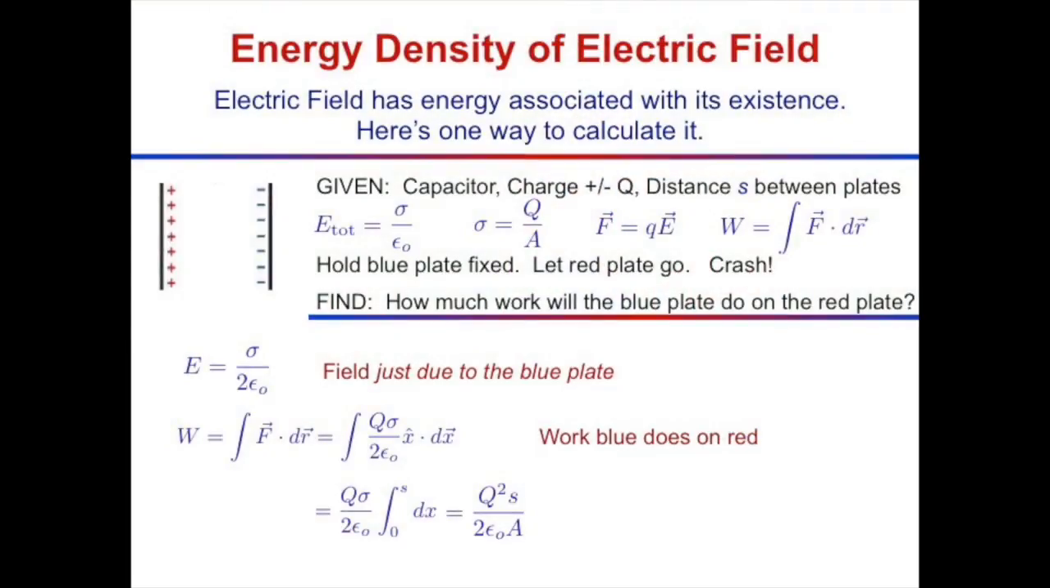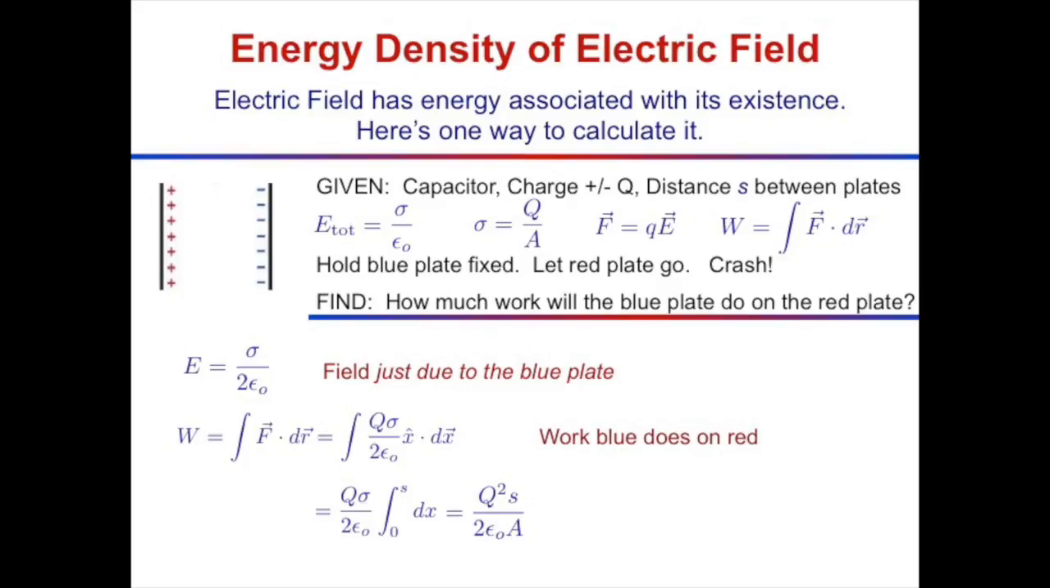Okay? Which way is the force on the plate pointing? Same direction. That's why it's moving that direction, right? So the direction of the force and the direction of the motion are parallel. So that gives me this x hat dot dx. It just gives me a factor of 1, right? So now I integrate Q sigma over 2 epsilon naught. And the integral dx is going to go from 0 to s.